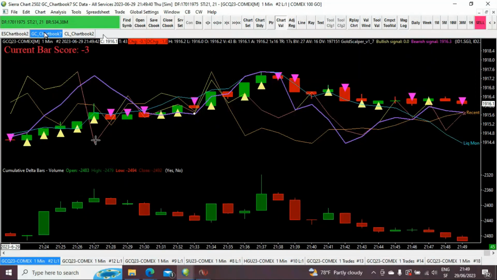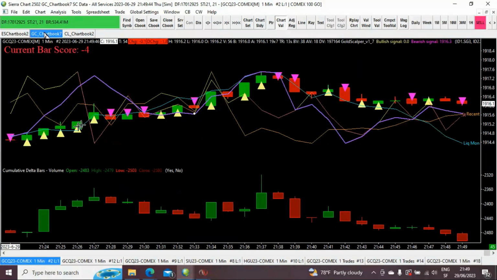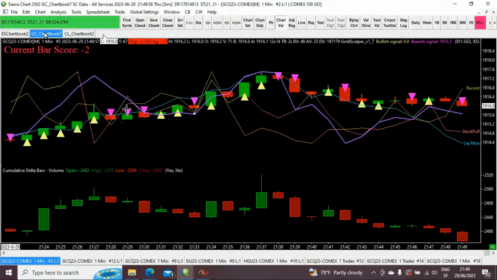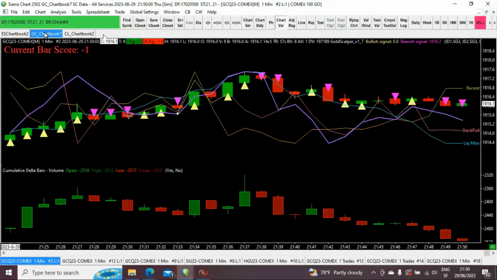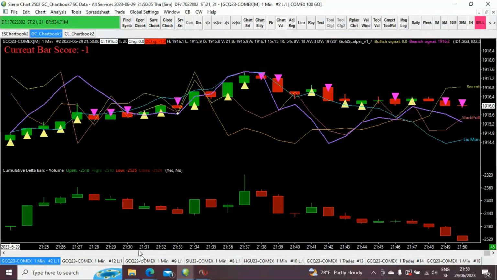Now you can see that we had a number of consecutive up bars, all of which got a bullish signal, a down bar with a bearish signal. Now we had an up bar with a bearish signal. So again, not something that's automatically 100% trade, but you'll find the hit rate for this scalper is pretty good overall.